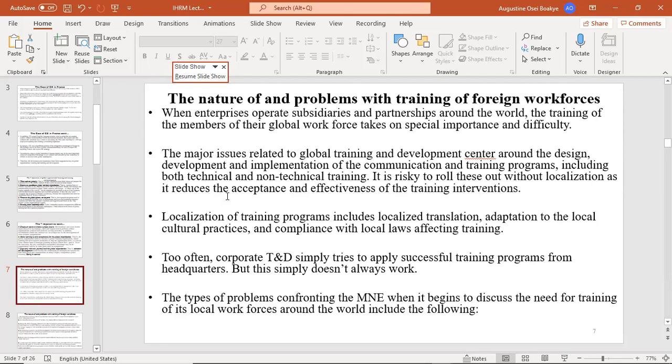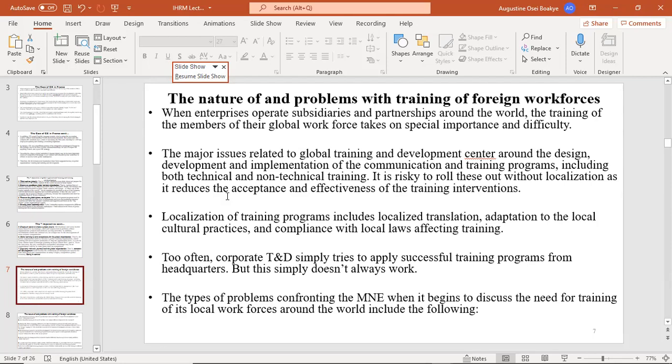And once you do not localize it, it reduces the acceptance and effectiveness level of the training intervention. This is particularly true because the end recipients of this training program will be seeing it as new in their environment. And for that matter, they will feel that they are being forced to accept something which does not fall within their culture. And there's likely to be a lot of resistance. So localization of training programs is very much important.